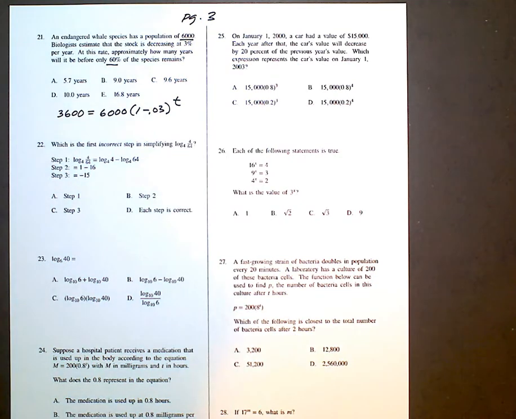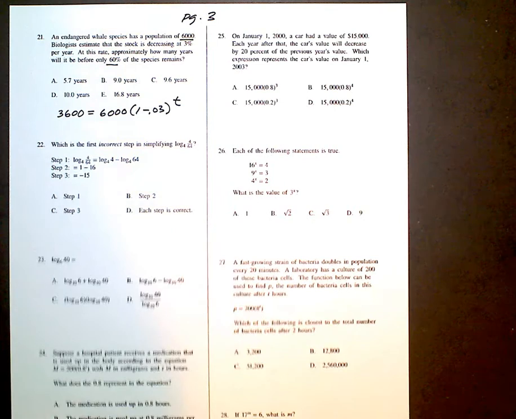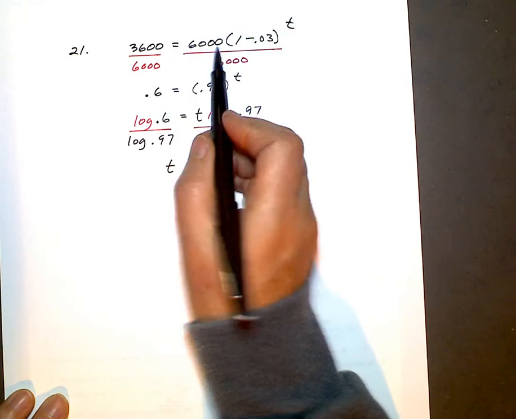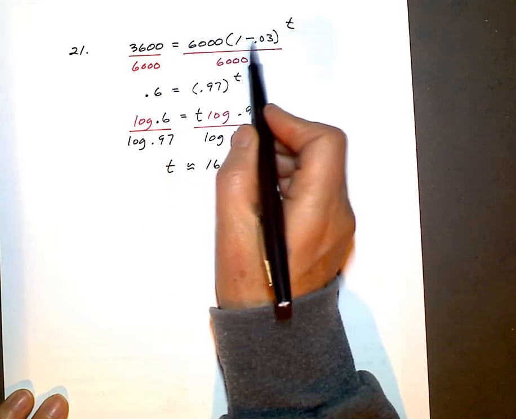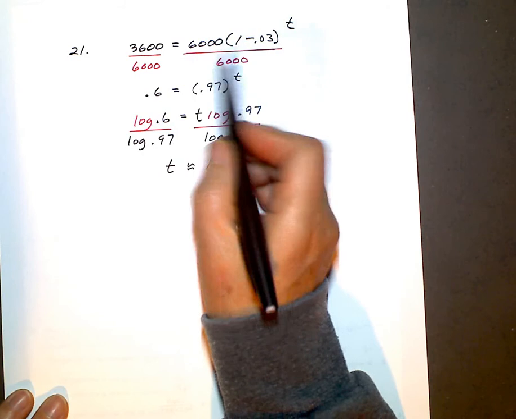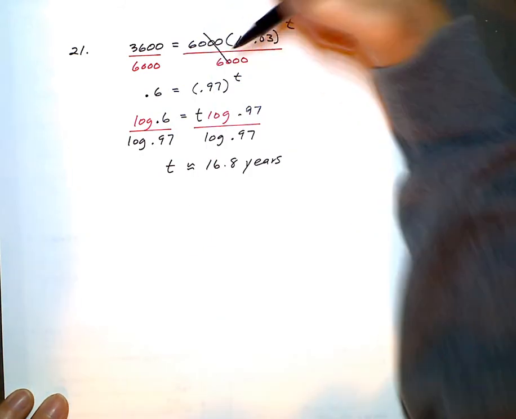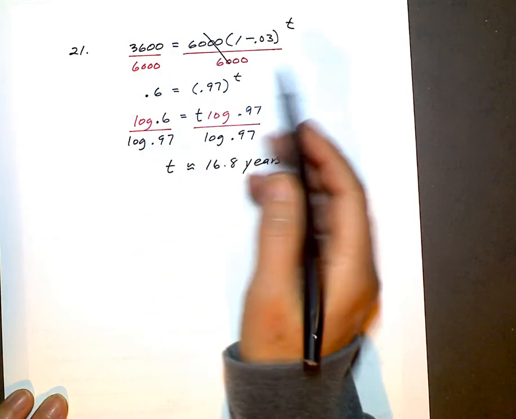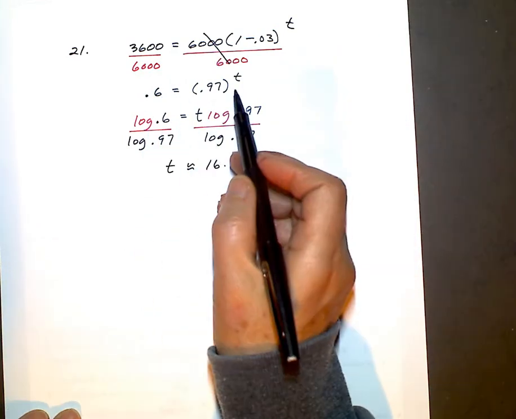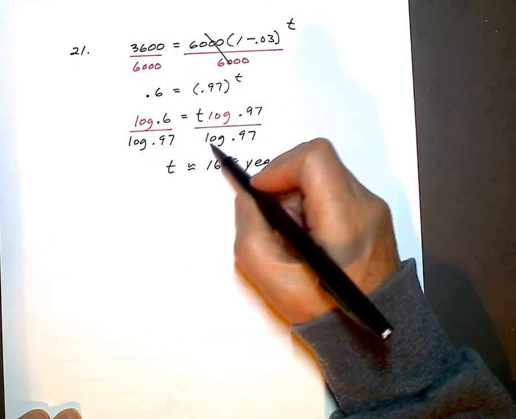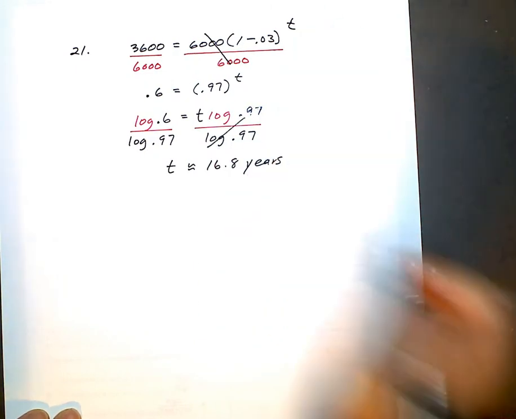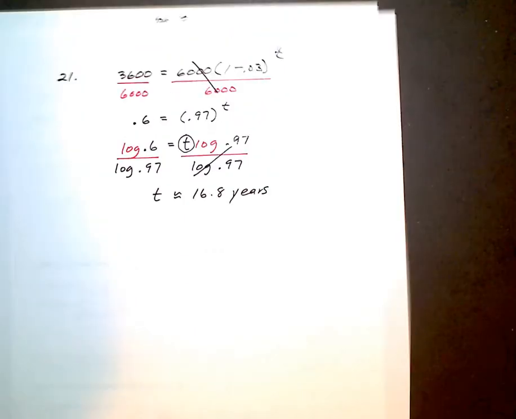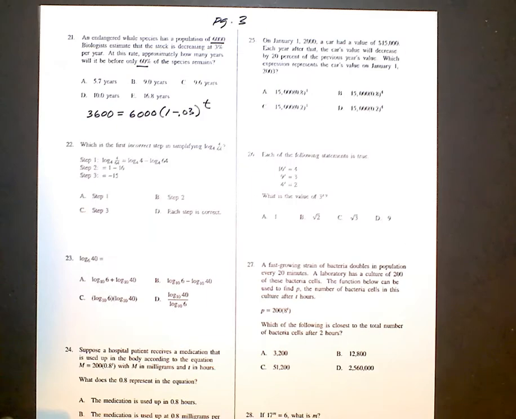So I've worked that one out over here on the side, and this of course is going to simplify to 97%, 0.97, but I'm going to divide out both sides by 6,000, and I get 60%, or 0.6, is 0.97 to the power of t. I log both sides and bring the t down, and then I divide both sides by the log of 0.97 to isolate this t, and I get t is approximately 16.8 years, which is choice E.